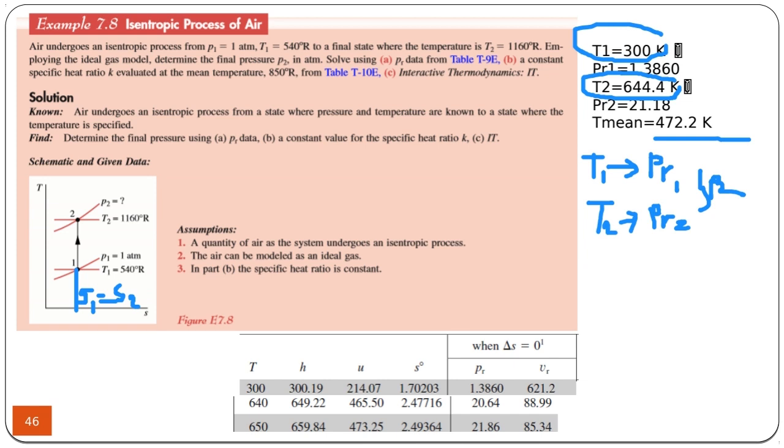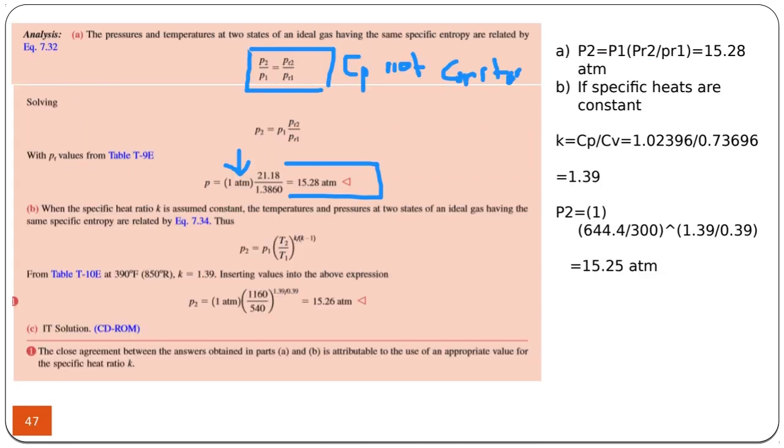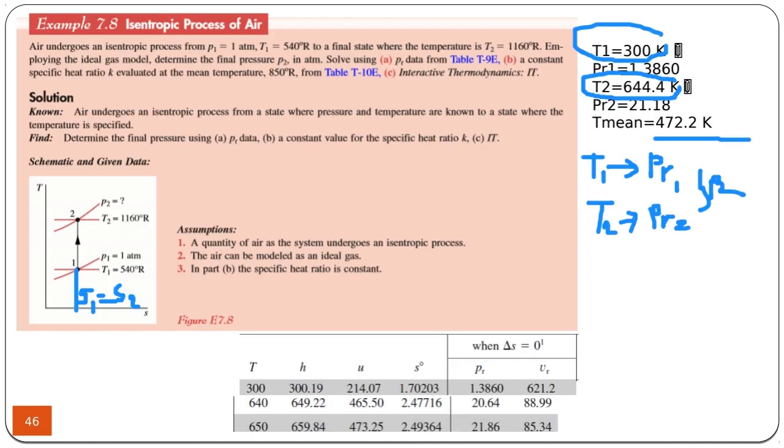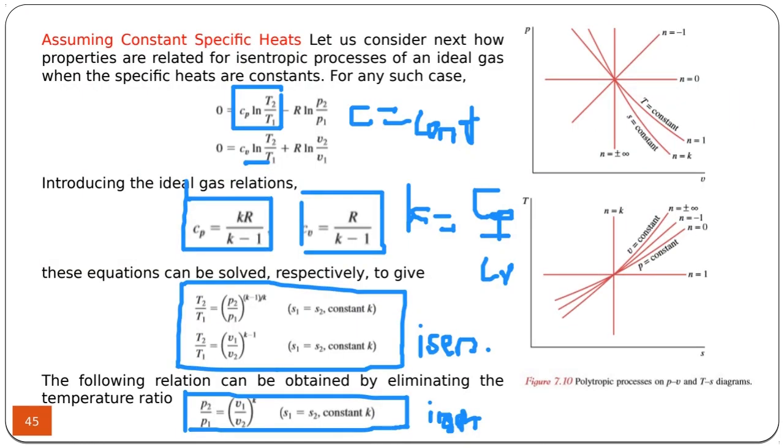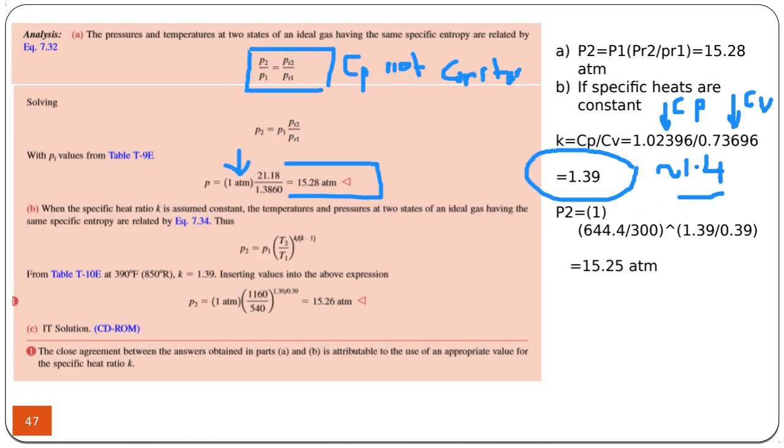For the average temperature, we can go to the tables and find the values of K first. So this is the CP at the average temperature, and this is the CV at the average temperature. So first we find the K values, which is close to 1.4, most of the time the case. Then, by using the relationship in constant specific heats, these relationships, we can calculate the final temperature to be 15.25, which is close enough to this value.